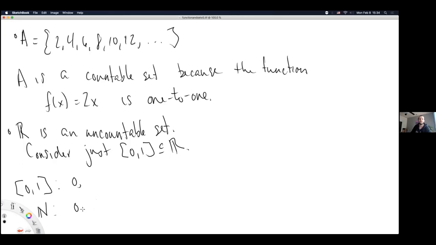Okay, so let's just make a little table here. I'm going to list a number in the interval, and then I'm going to list a natural number that we might be able to create a function that says, take me from the number in the interval to the natural numbers. I'm going to start with 0 and 0. Then I'm going to say, okay, well, 0.1 is certainly in that interval, so I might as well map that to the integer 1. And certainly, 0.01 is still in that interval, so I might map that to 2. And if I go 0.001, I might map that to 3.